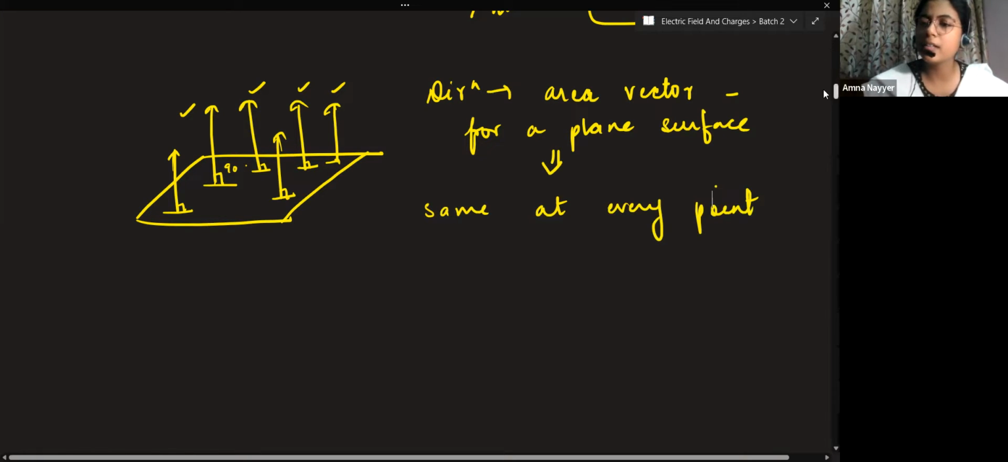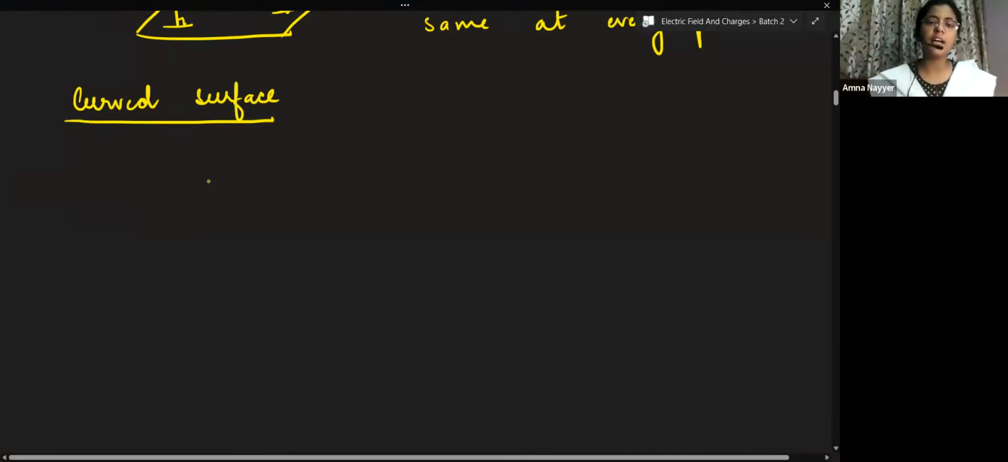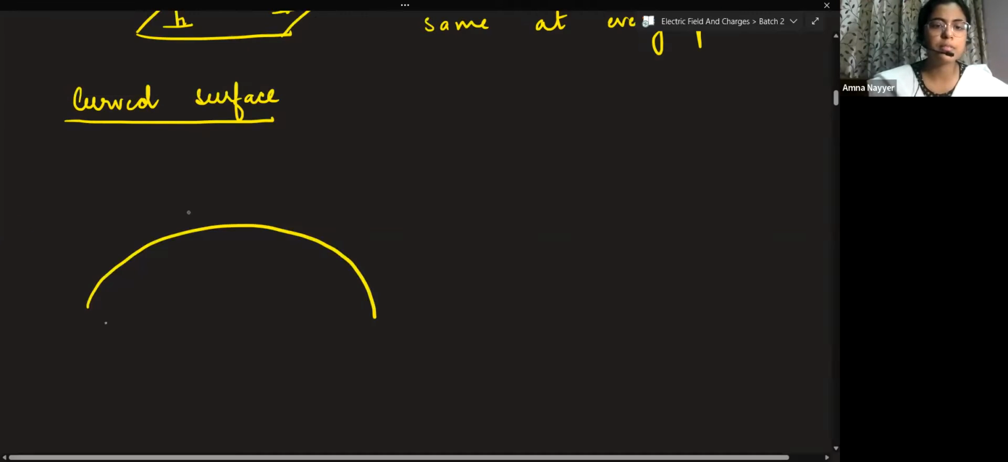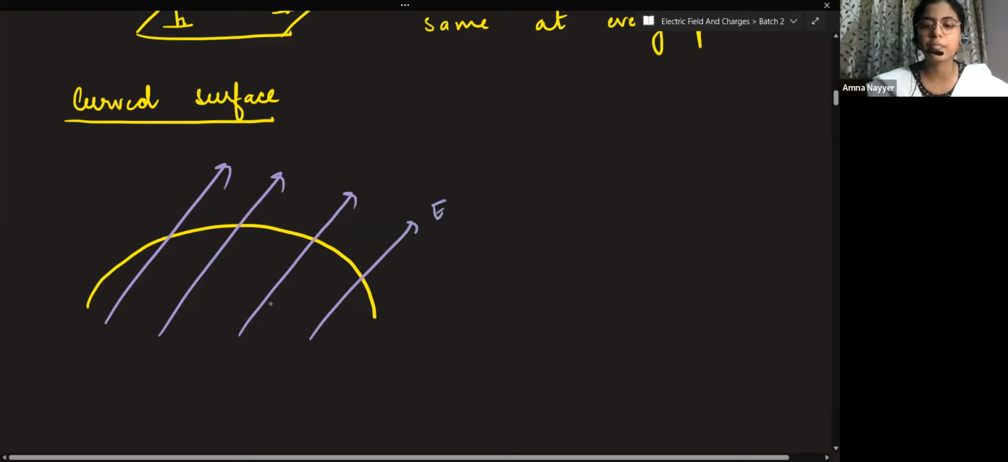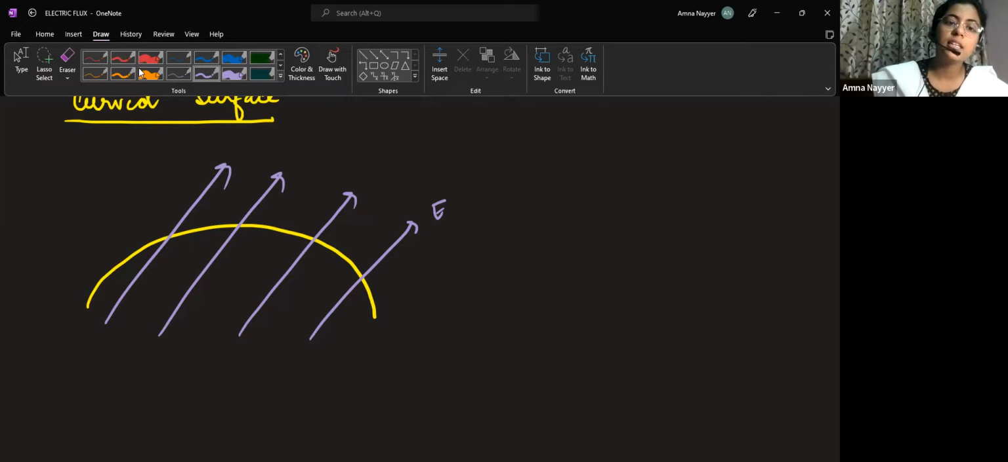You can have different kinds of surfaces. You can have a curved surface with you. So what if you have a curved surface? There also everything is the same, meaning all the rules that we have studied are applicable to the curved surface. So let's say this is a curved surface, and various electric field lines are passing through this surface. These are the electric field lines which are crossing this surface. Again, this electric field line is not normal to the curved surface. What do we have to consider? We have to consider the area vector.